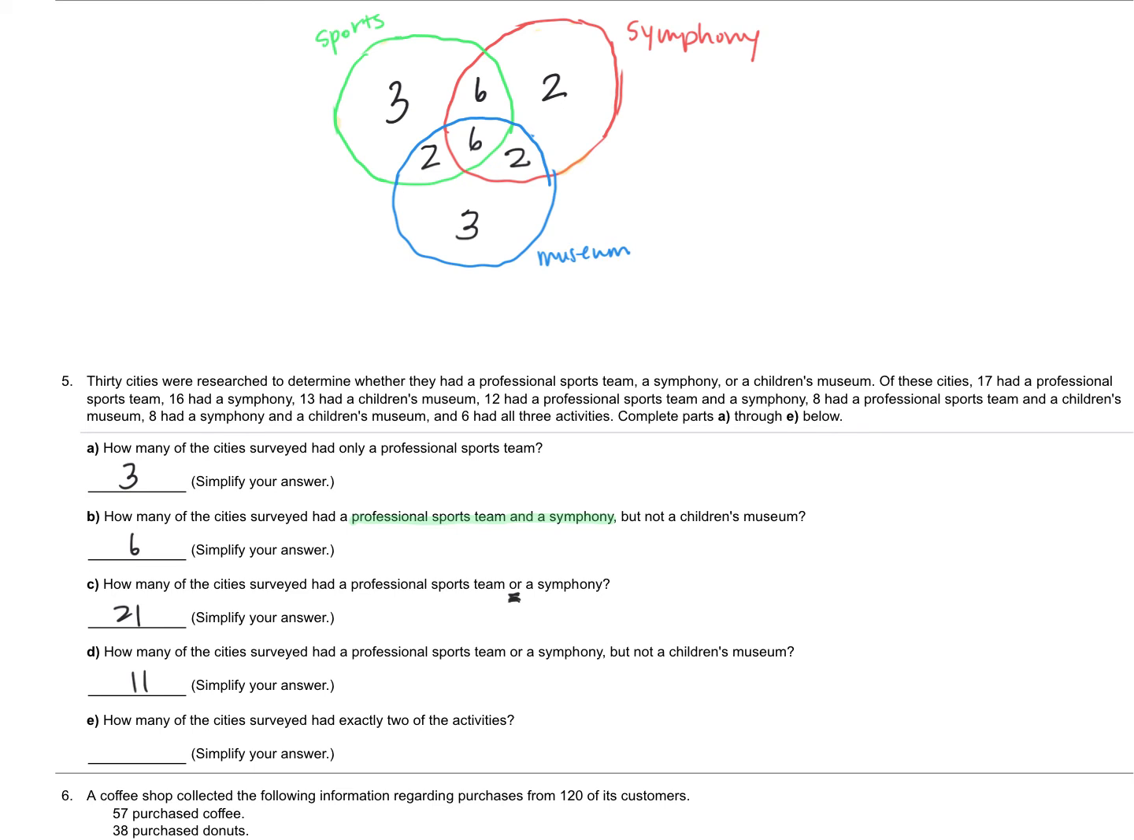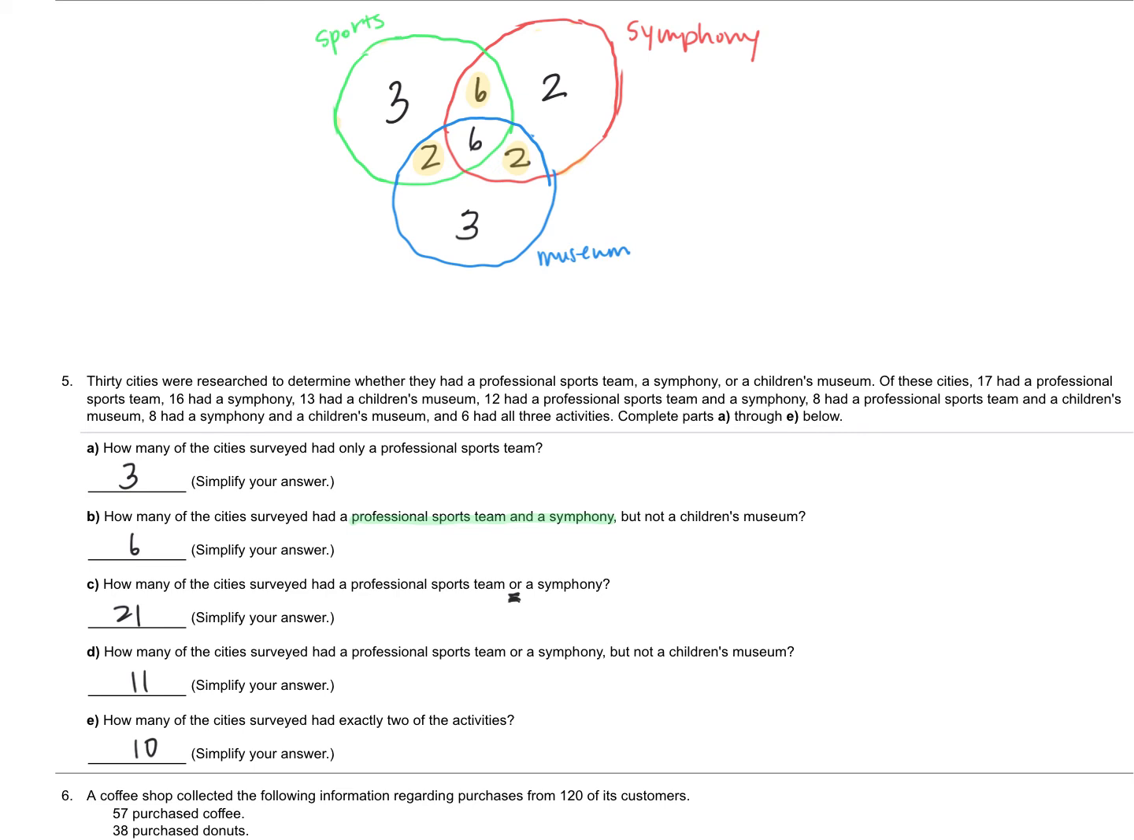Remember the numbers out here that I'm highlighting now? Those are all the cities that have exactly 1 activity, right? The 3 would be the sports, symphony would be 2, and museum would be 3. Okay, the ones that have exactly 3 are the ones in the very middle. So that would be 6. The ones that have exactly 2 live in these parts. So 6, 2, and 2. All of those numbers are in the parts that have exactly 2 activities. So we'd add those numbers up and we would get 10.